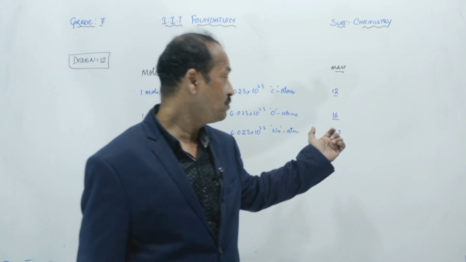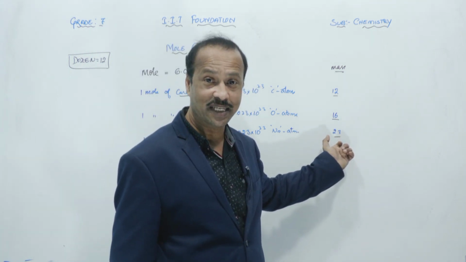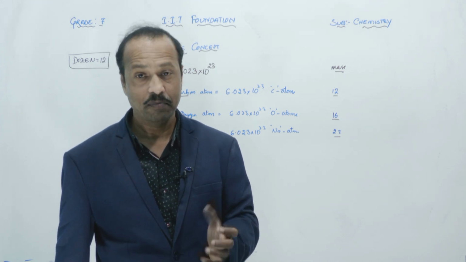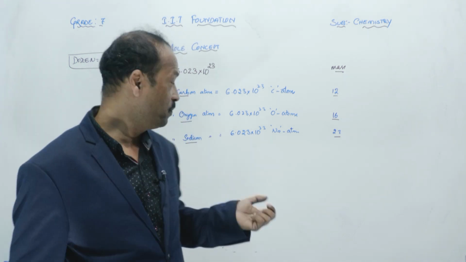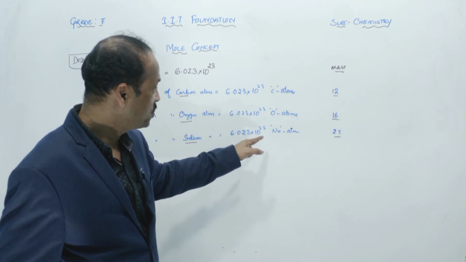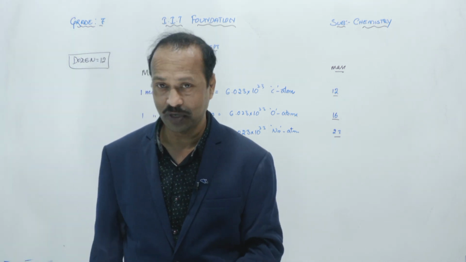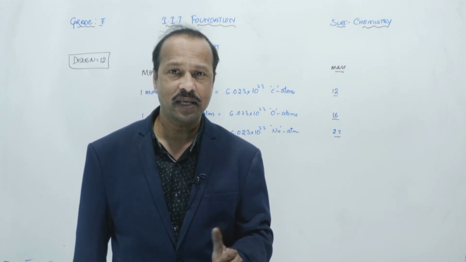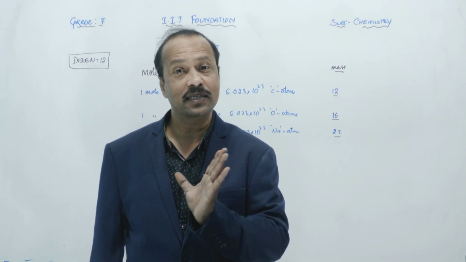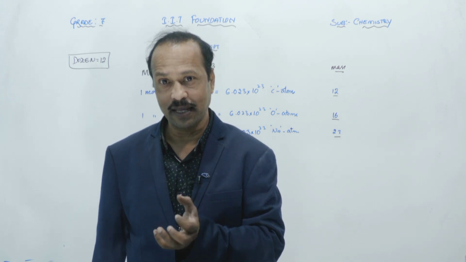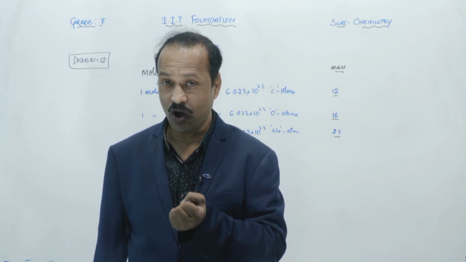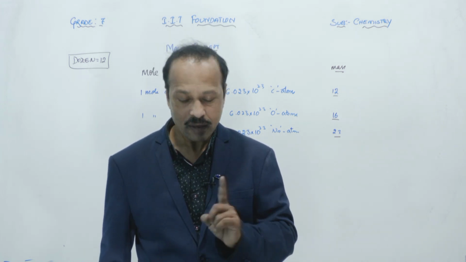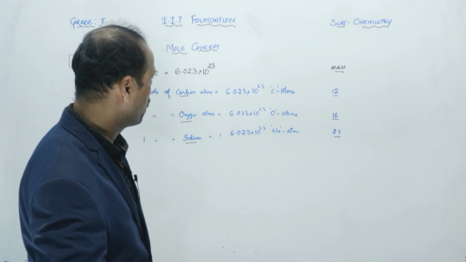And you know that the mass number of sodium is 23. The meaning is, if I take 23 grams of sodium, it consists of 6.023 x 10 to the power of 23 sodium atoms. Clear now? Did you understand? So, your mass number is representing the mass of 1 mole of those atoms. Clear? So, this is very important to remember.